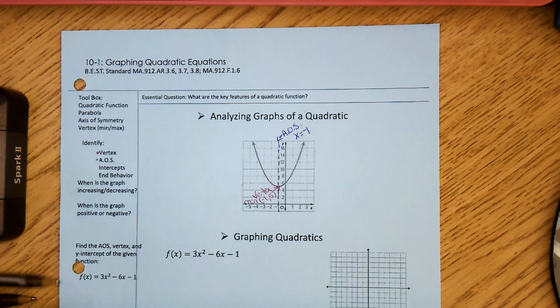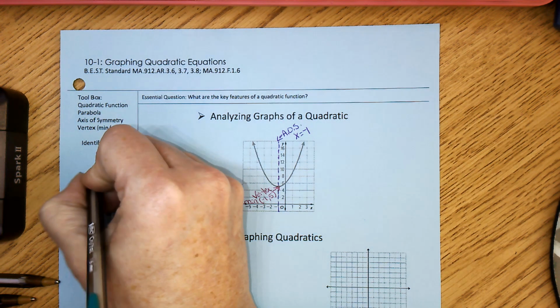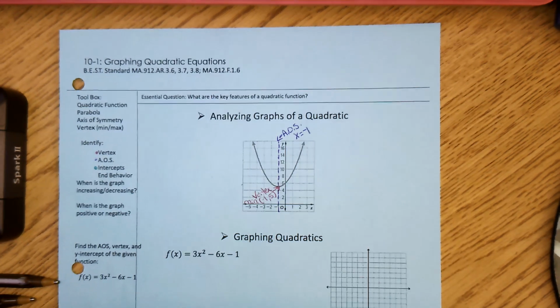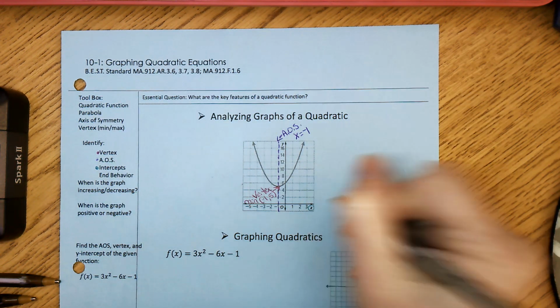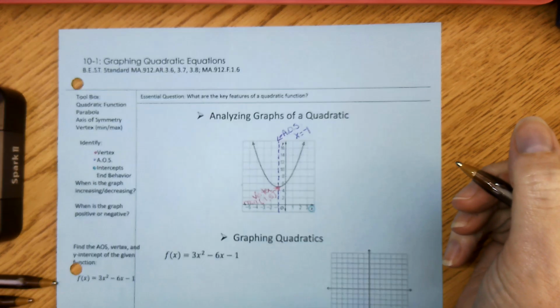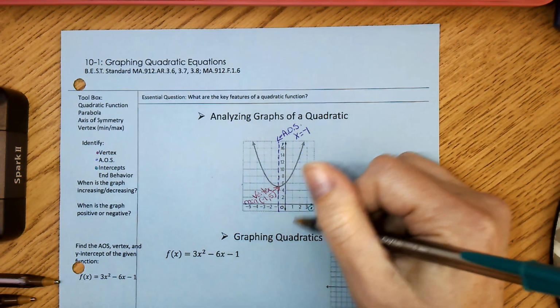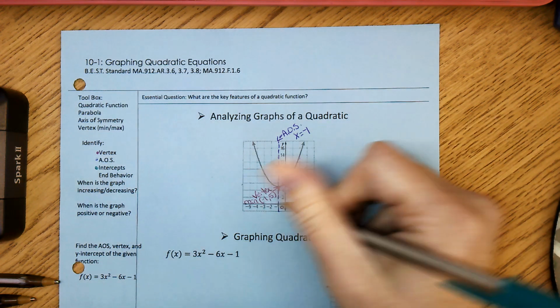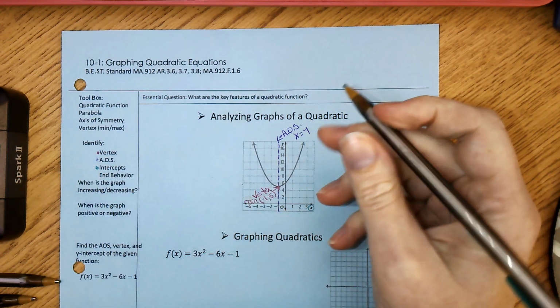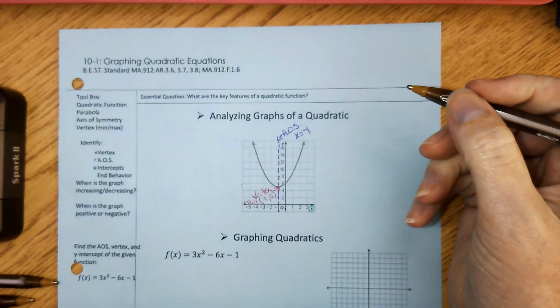Okay, let's talk about our intercepts, all right? Now, this entire graph is above the x-axis, so we don't have any x-intercepts. Could it go through and have an x-intercept? Yeah, it would have 2, okay? This one would have 2 if it was down further, okay?